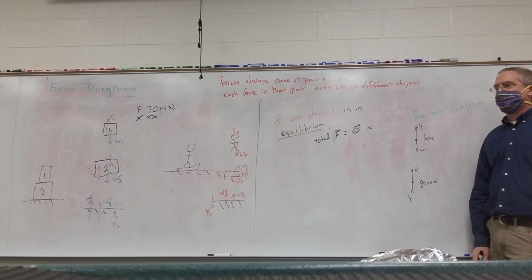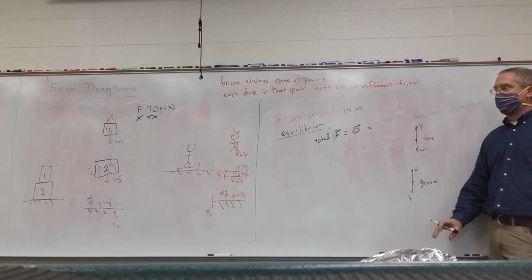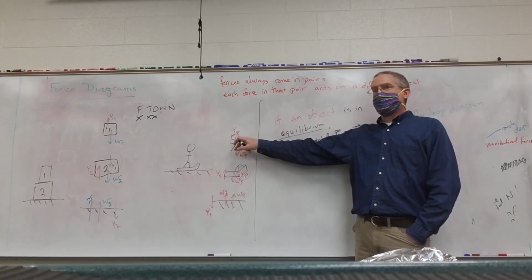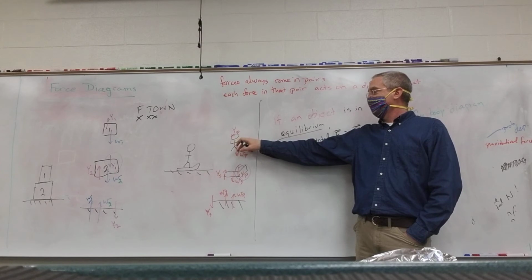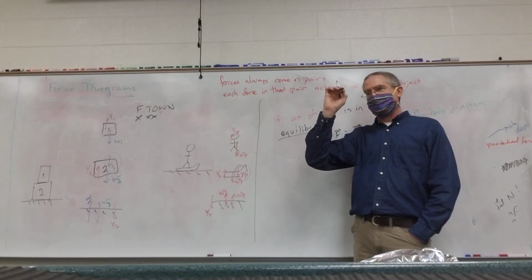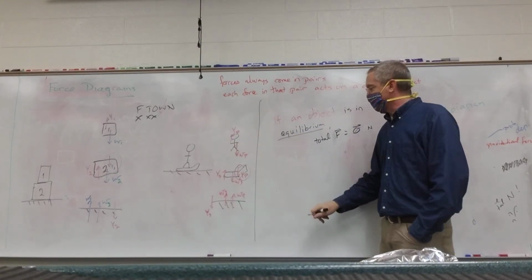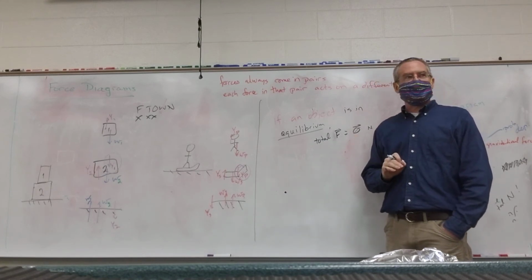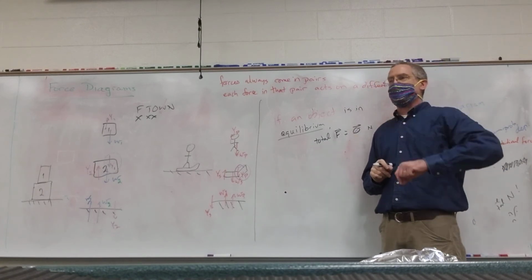I know it's about time to go, but I want to connect this up with something we did earlier. If I am in equilibrium here, as I stand on the scale, that means the total force acting on me is 0. Well, I have two forces here. If my total force is 0, that means that when I add them head to tail, I should end up back where I started.